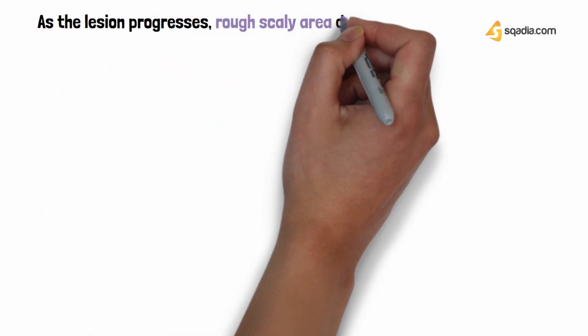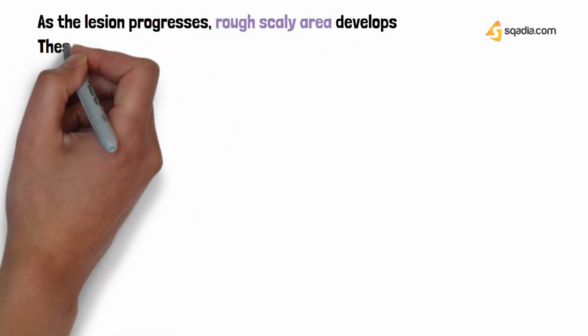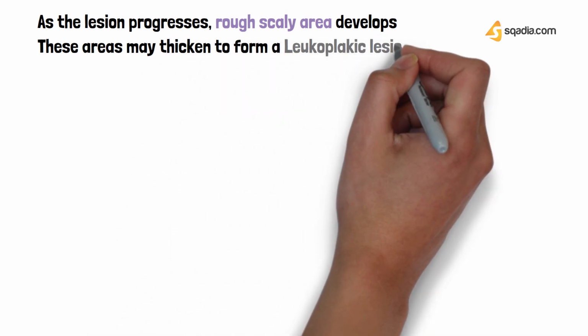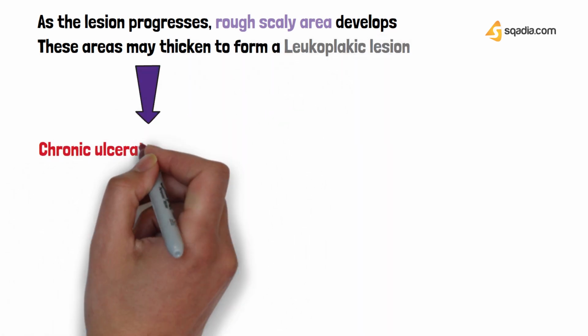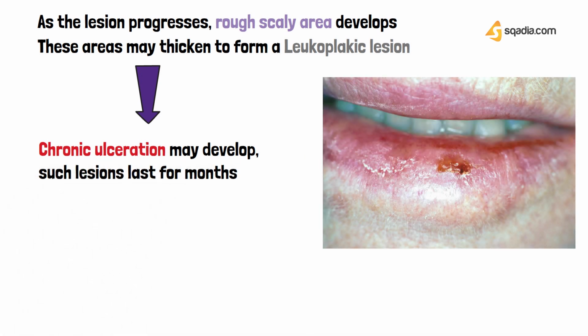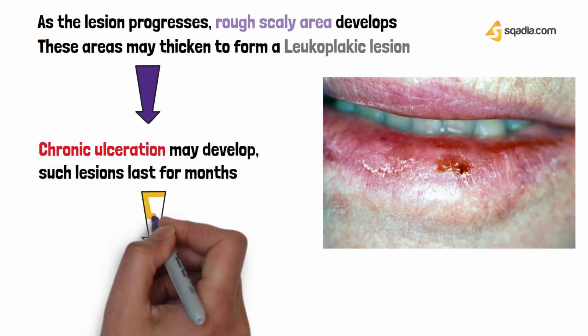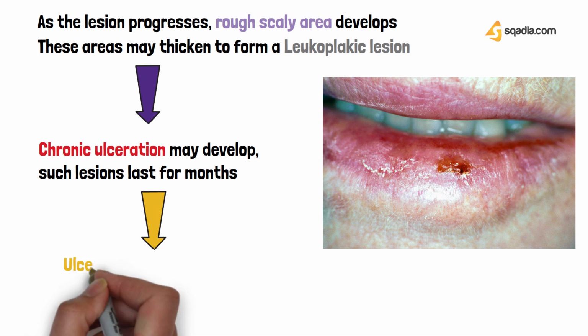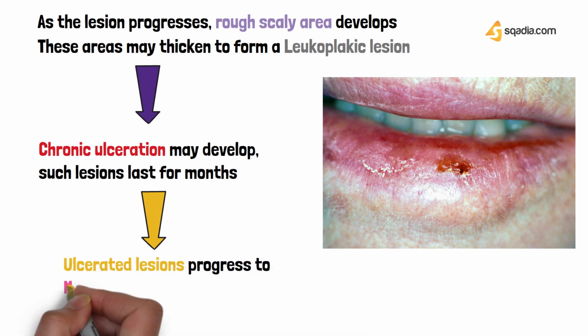Now, as the lesion progresses, we will see that it becomes more rough and scaly. Eventually, we may also witness a leukoplakic lesion. Chronic ulcerations develop and they last for days, weeks to months. Ulcerated lesions progress to form a malignancy.